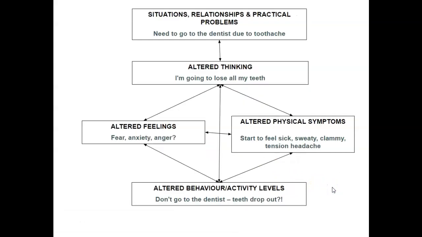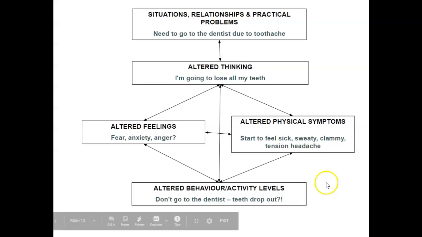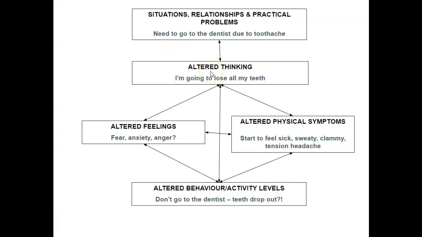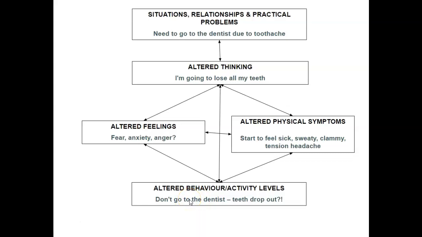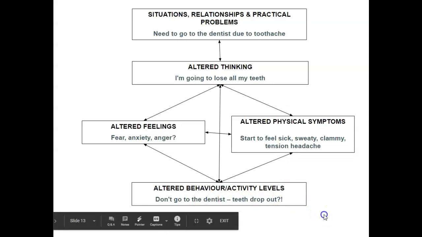So just to give you an example of how this might be filled in. Your situation might be that you need to go to the dentist because you've got toothache. Your altered thinking might be quite an extreme, catastrophic style: I'm going to lose all my teeth. Your physical symptoms might be you start to feel sick, sweaty, clammy, get a tension headache. Your feelings might be of fear, anxiety, or even anger. And your altered behaviour might be that you just don't go to the dentist because you become too scared about what might happen. Maybe they're going to pull all your teeth out and you can't take it.